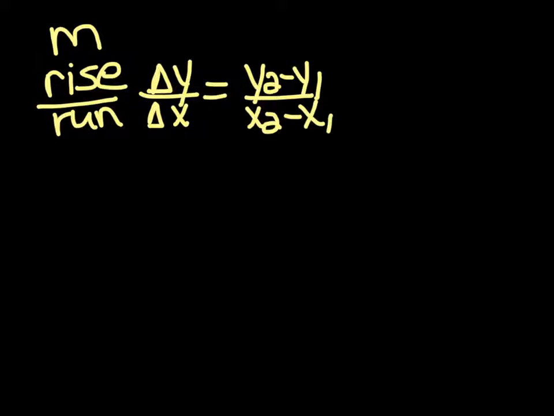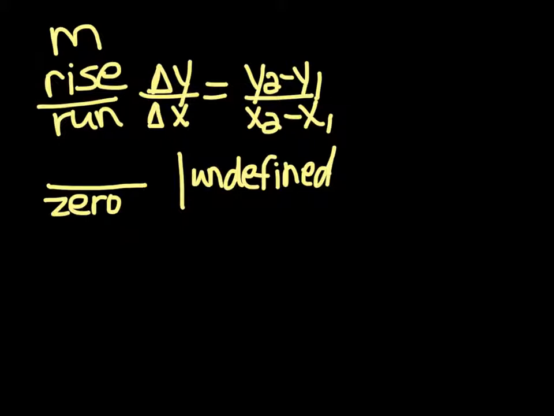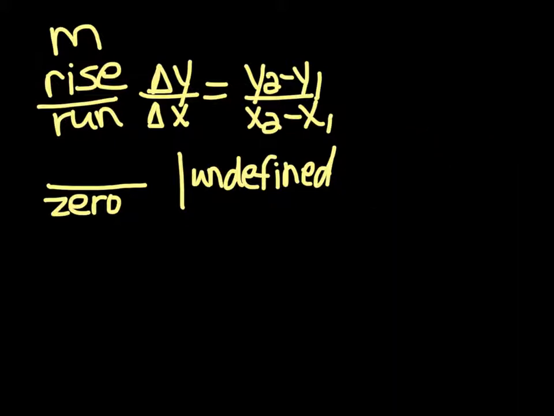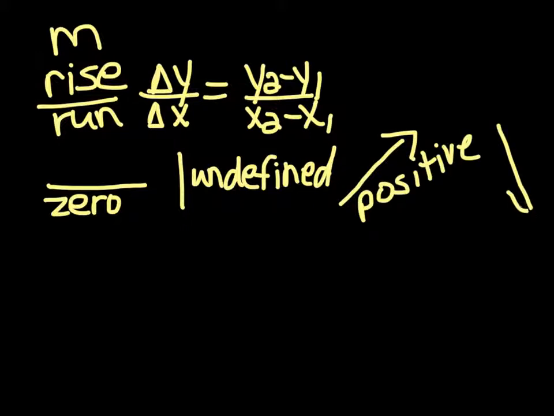You need to know that a flat line has 0 slope. A vertical line has undefined slope. A line that rises to the right has positive slope, and a line that falls to the right has negative slope.